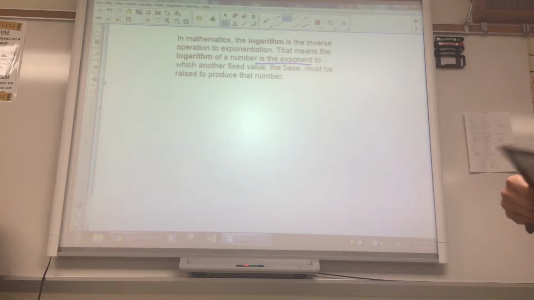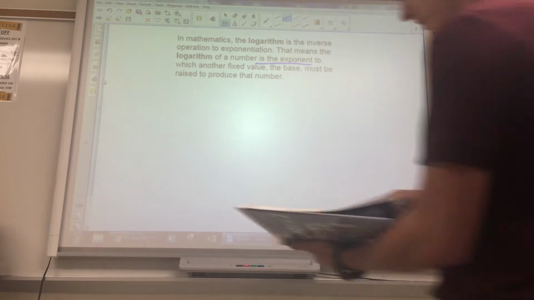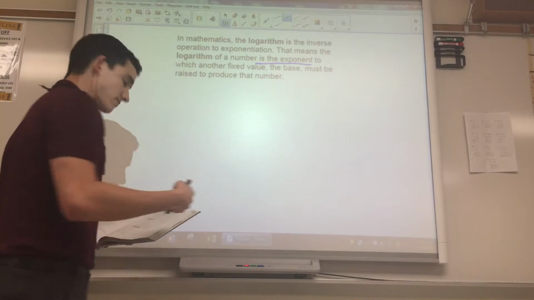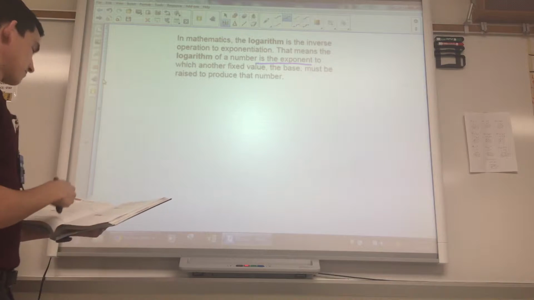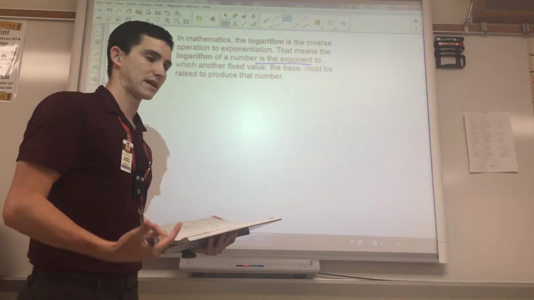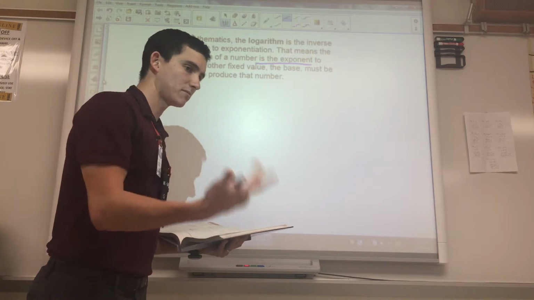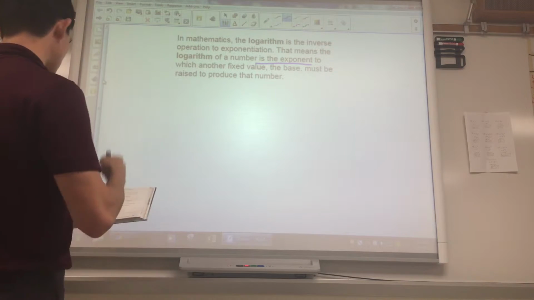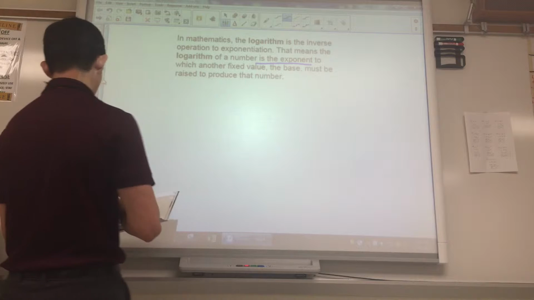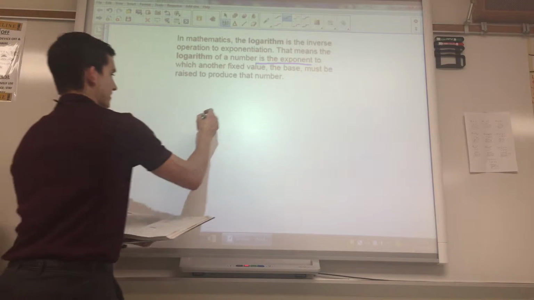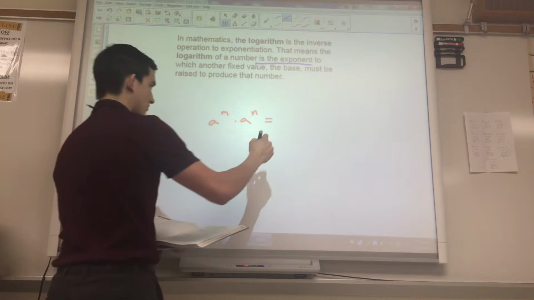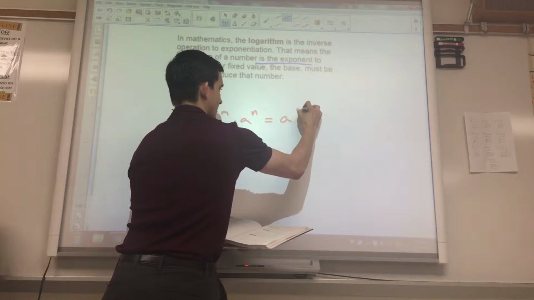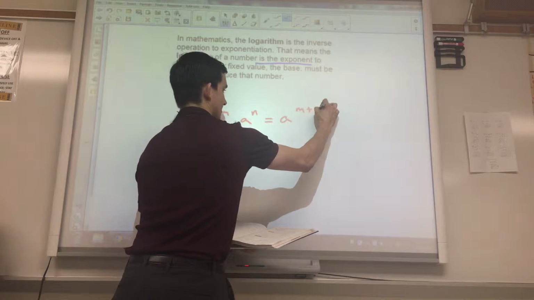Okay, so with that being said, I opened the book real quick, and I'm going to write down and review some of these rules of exponents, because a logarithm is an exponent, and the rules of logs are pretty much the exact same thing as rules of exponents. You just have to remember a log is an exponent. So, exponential rules. a^m times a^n would equal a^(m+n).